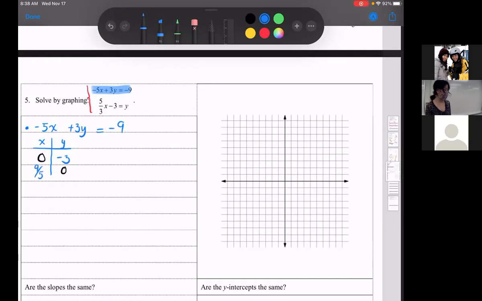What's 9 over 5? 9 divided by 5 is 1.8. So 0, negative 3. And then 9 over 5, comma 0, which is this one roughly, well, not roughly, it's actually 1.8. 0, negative 3 down here. And 1.8 roughly there.